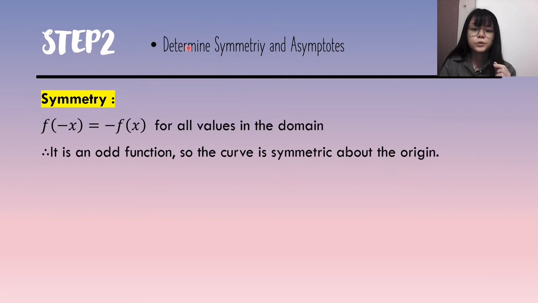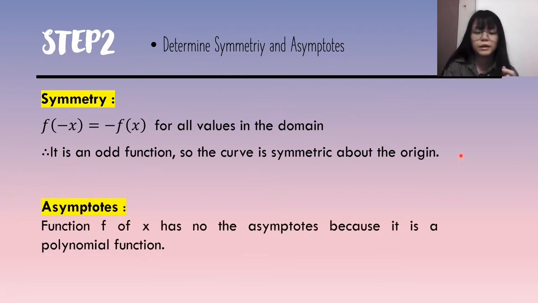Okay, step 2 is to determine the symmetry and asymptotes. So we find the symmetry first. We substitute negative x into f(x), and if the answer is negative f(x) for all values in the domain, it is an odd function, so the curve is symmetric about the origin. Then asymptotes. Function f(x) has no asymptotes because it is a polynomial function.